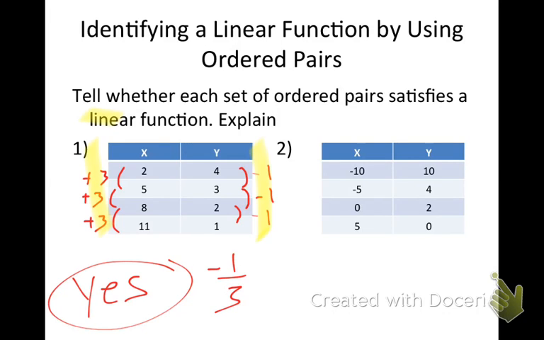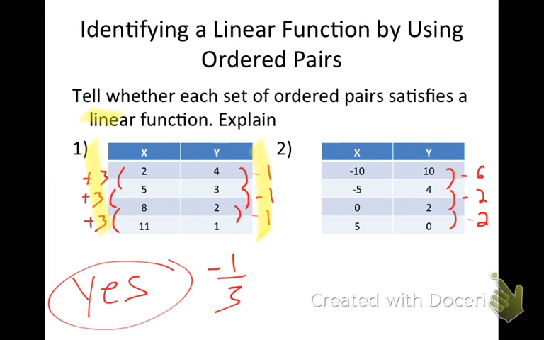What if it were like 3, 6, 9? Would that be a... No? So let's look at this one here. What's the change in my y's? 10 to 4, what's my change? 4 to 2. 2. 2 to 0. 2?